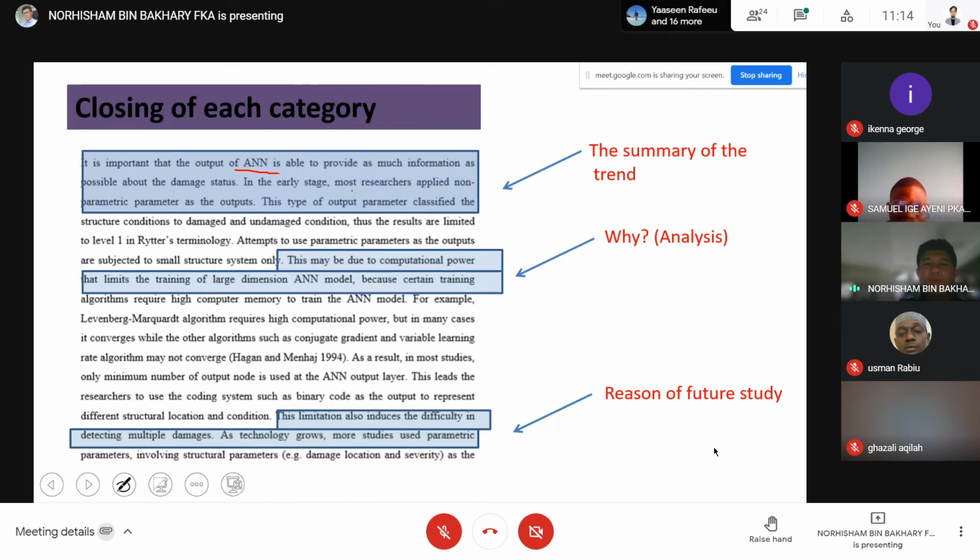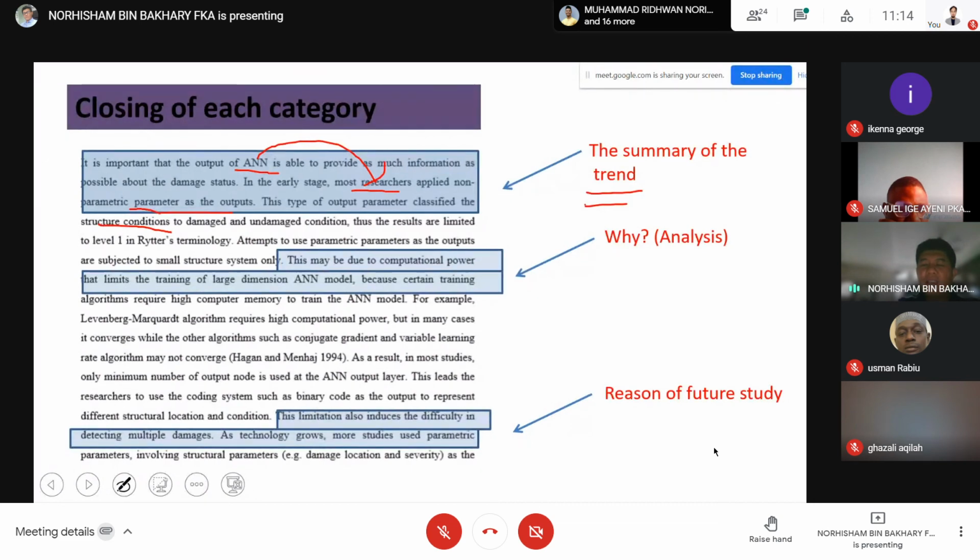However, in the early stage, most researchers who used neural networks applied non-parametric output. This type of output classified the structural damage detection. So this is what I conclude: non-parametric. It may be too specific for you to understand, but I already gave my own observation here. This is the summary of the trend, and then I give you the reason why. This may be due to the computational power. Previously it was non-parametric because of a lack of computational power. Okay.